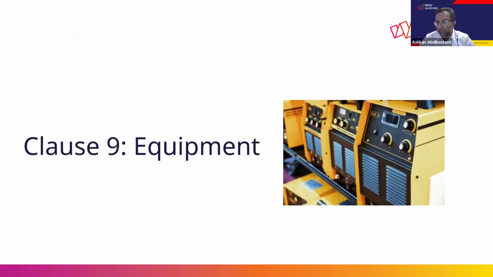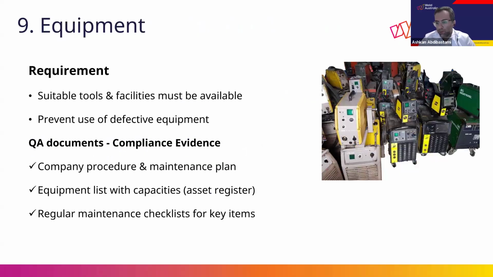Clause 9, equipment. The standard requires that suitable equipment and associated tools like power source, wire feeders, inspection instruments, and rotators are available and maintained. So it's essential to have a system in place to prevent the use of faulty equipment that could affect the product quality.